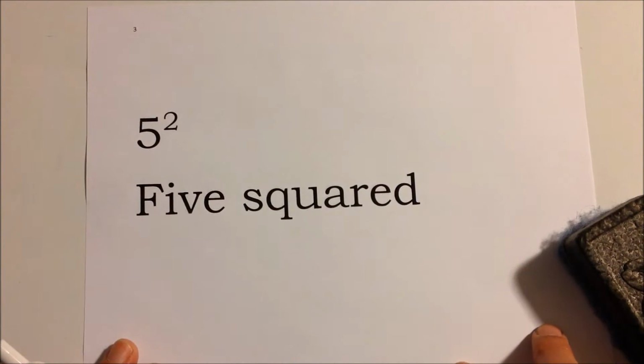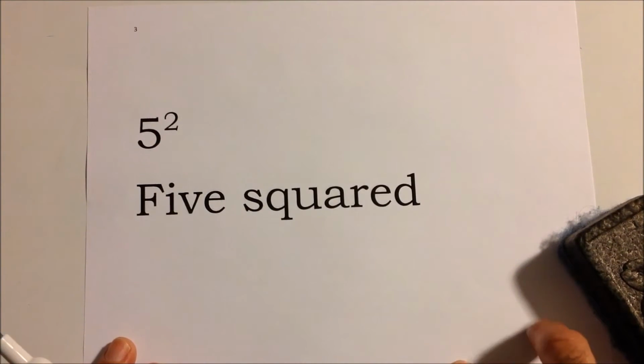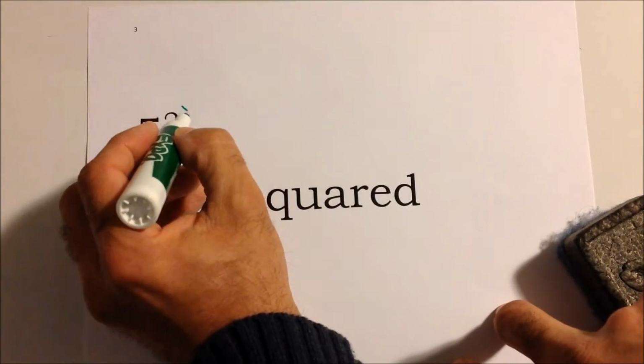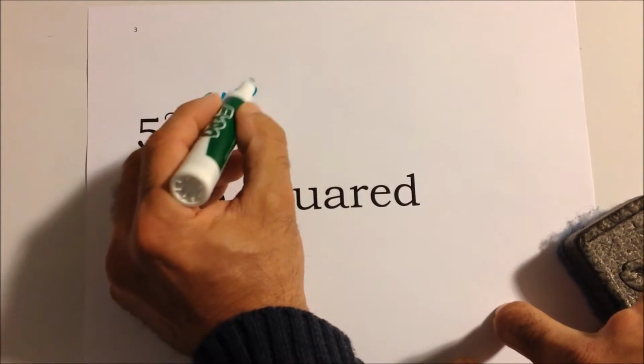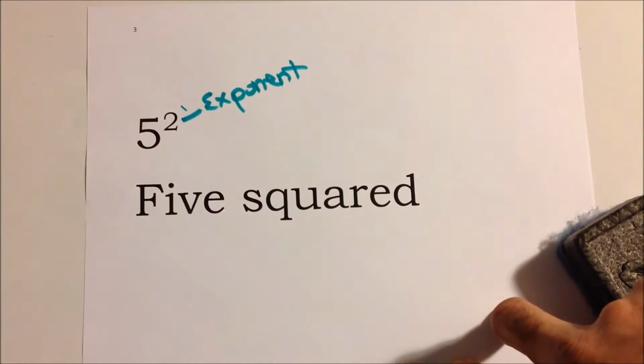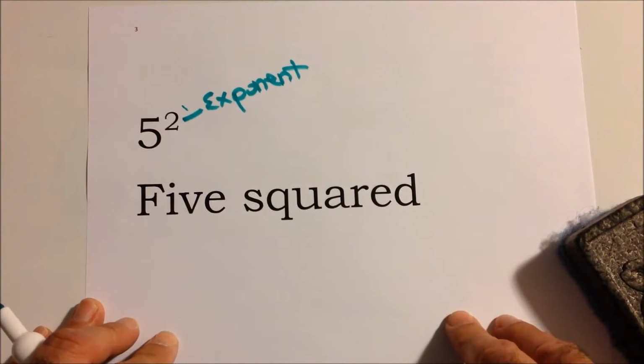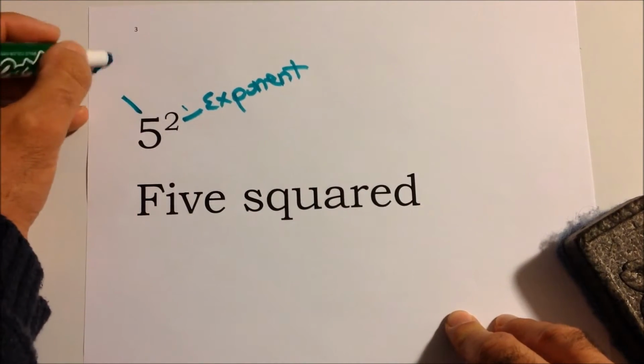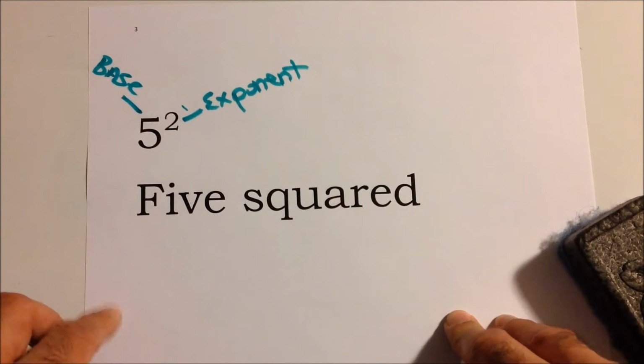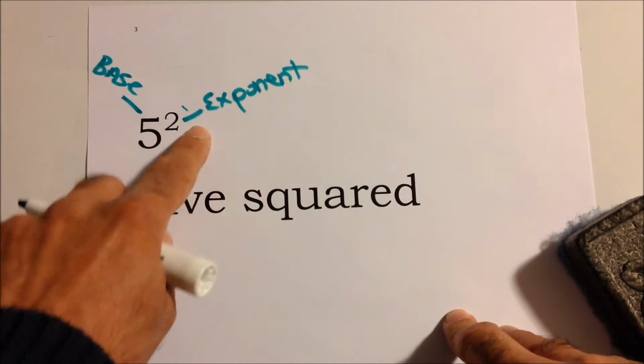Okay, so this one is 5 to the 2nd power. Now, when we use a 2 as an exponent, remember the small number is the exponent, or the power. And what is the big number? Do you remember? The big number is called the base. So the big number is the base, and the little number is the exponent.